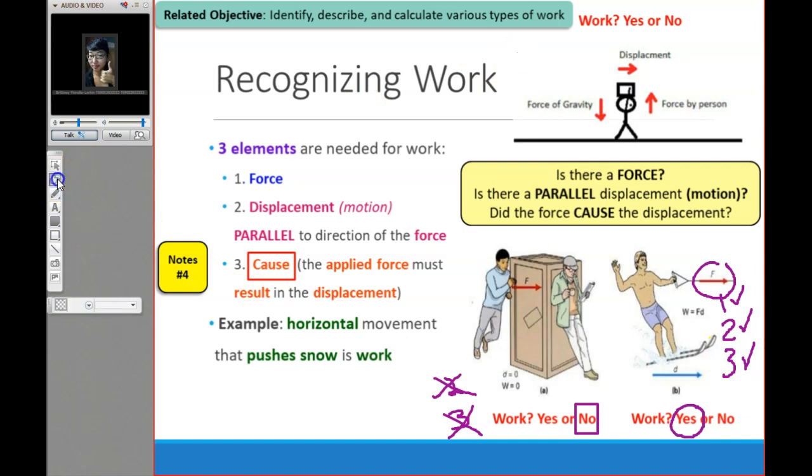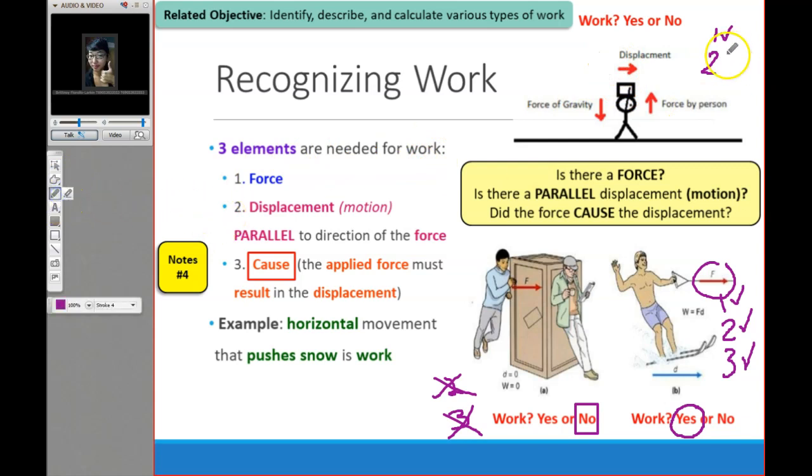Excellent. All right, what about the top one? So the top one, we have someone who has a force that's pushing upwards on this box, and he's walking to the right. So the force is going upwards, and the displacement's going to the right. Is there work being done here? Okay, so let's take a look at this. We have a force, right? So number 1, we have a force. Number 2, we have a displacement, or a motion. Is it parallel to the direction of the force? Is the displacement parallel or in the same or opposite direction of the force?